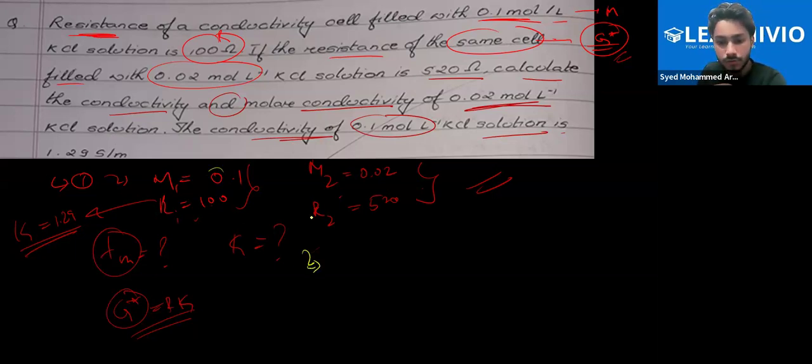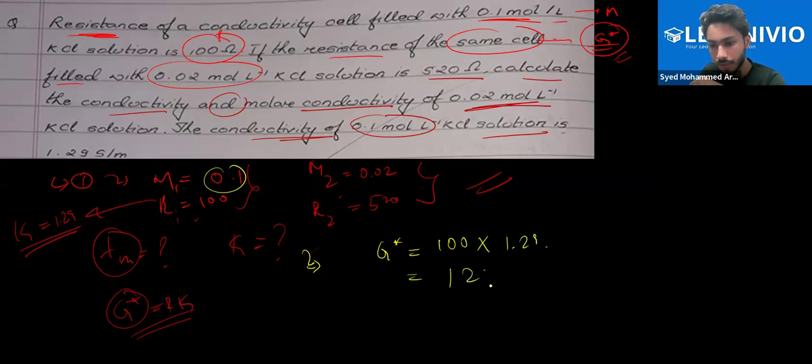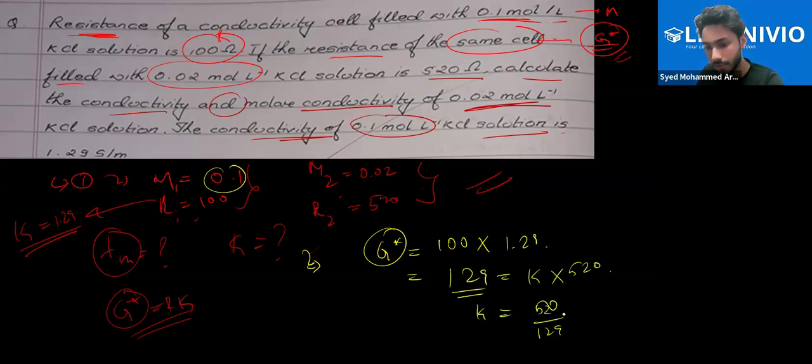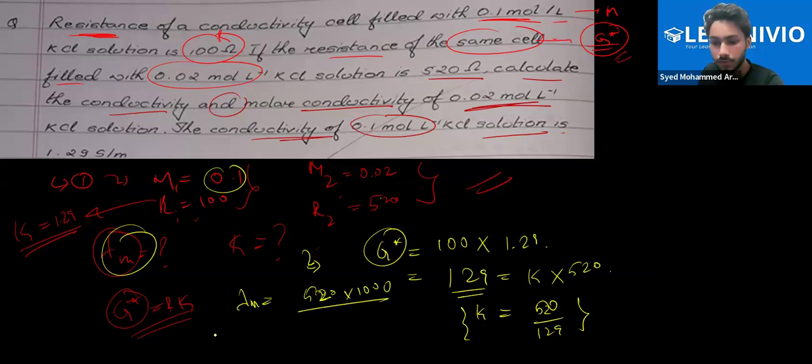So G star equals RK. R is 100 and kappa is 1.29, so the answer would be 129. This is for G star. Now you have to equate this with the second cell. So K equals 520 divided by 129. This is the answer for K. I'm not going into the decimal part. Now for lambda, K is 520, so 520 multiplied by 1000 divided by 129.